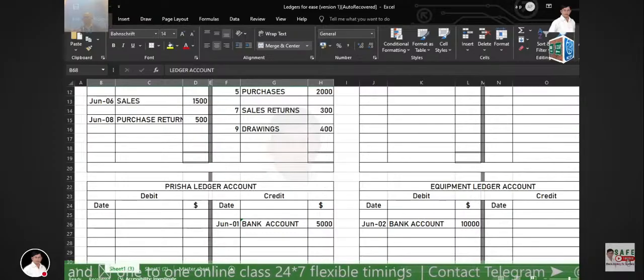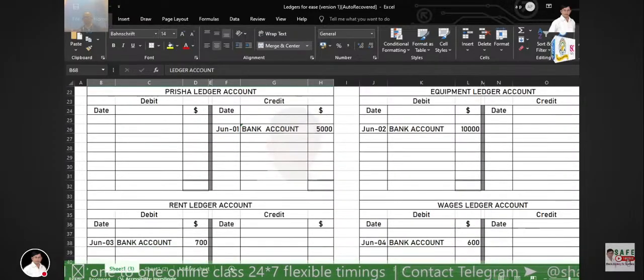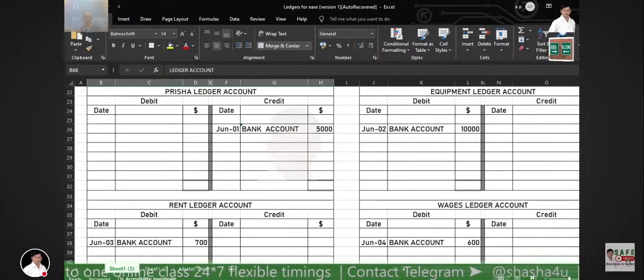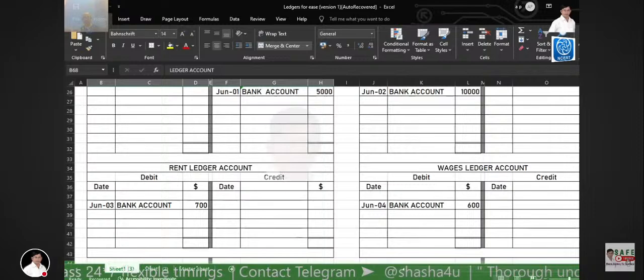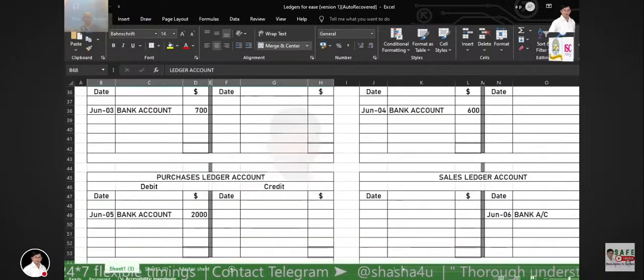So rent ledger account: because rent is an expense, it is a debit balance. Wages ledger account is a debit, $600. Similarly, purchases ledger account is debited with $2,000. Sales ledger account is credited with $1,500.